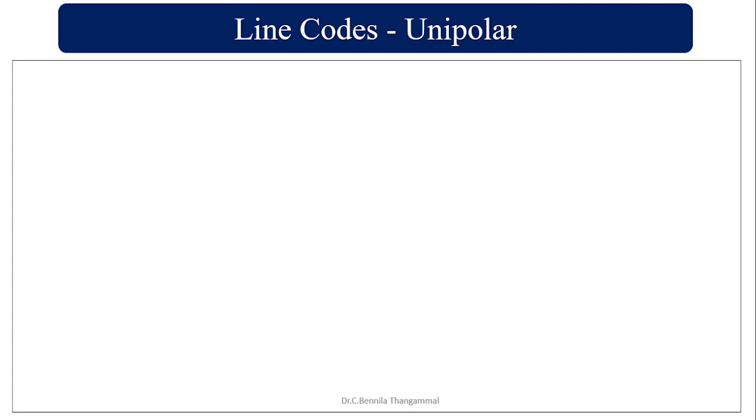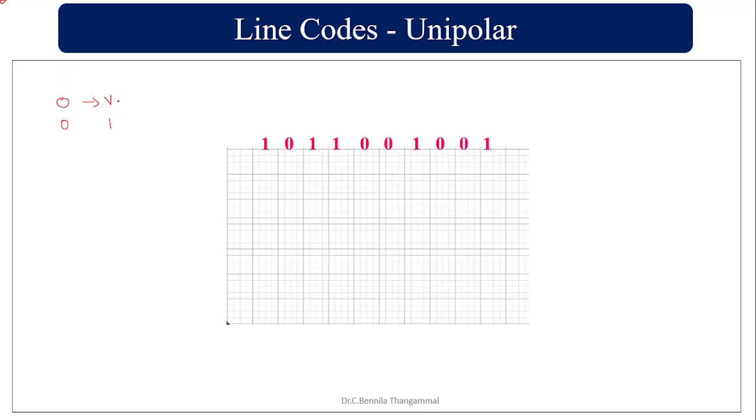So this unipolar format will travel between 0 to V. So if your data sequence has 0, its value is represented by 0. If your data sequence is 1, it is represented by V. Right? So we'll take a data. In this data, we'll see two different formats for unipolar. One is going to be the return to 0.